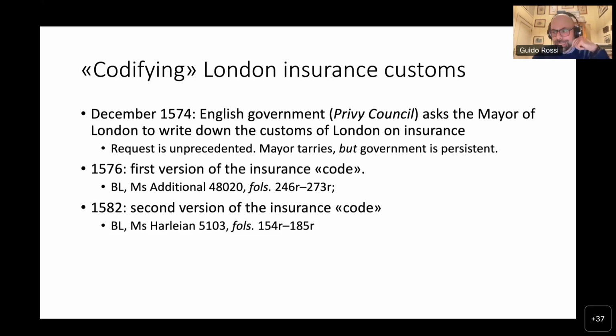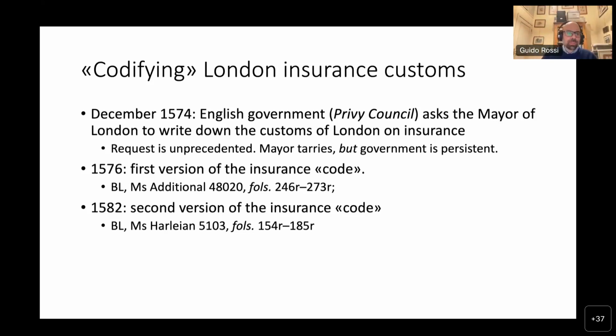And the government begins to put this plan into action. In December 1574, the government, I should actually say the Privy Council, but maybe government is clearer, asks the mayor of London, write down all the customs you have about insurance. The government asks that a number of times, because that was a very, very strange request. It was the first time the mayor was asked to write down the customs on anything, really. Actually, it is the first time, as we know of, that a branch of the law in England is, so to say, codified, written down in a coherent and systematic way. But that's only because the government insisted several times.